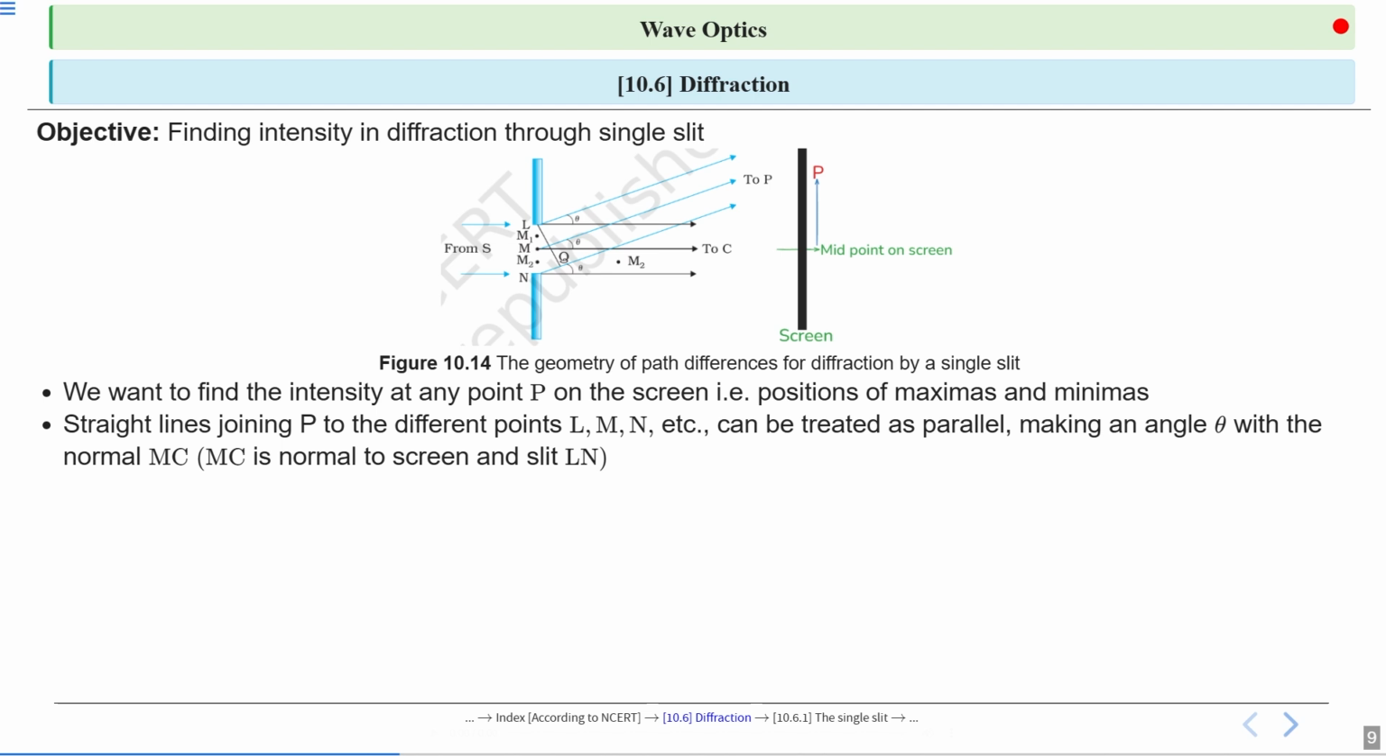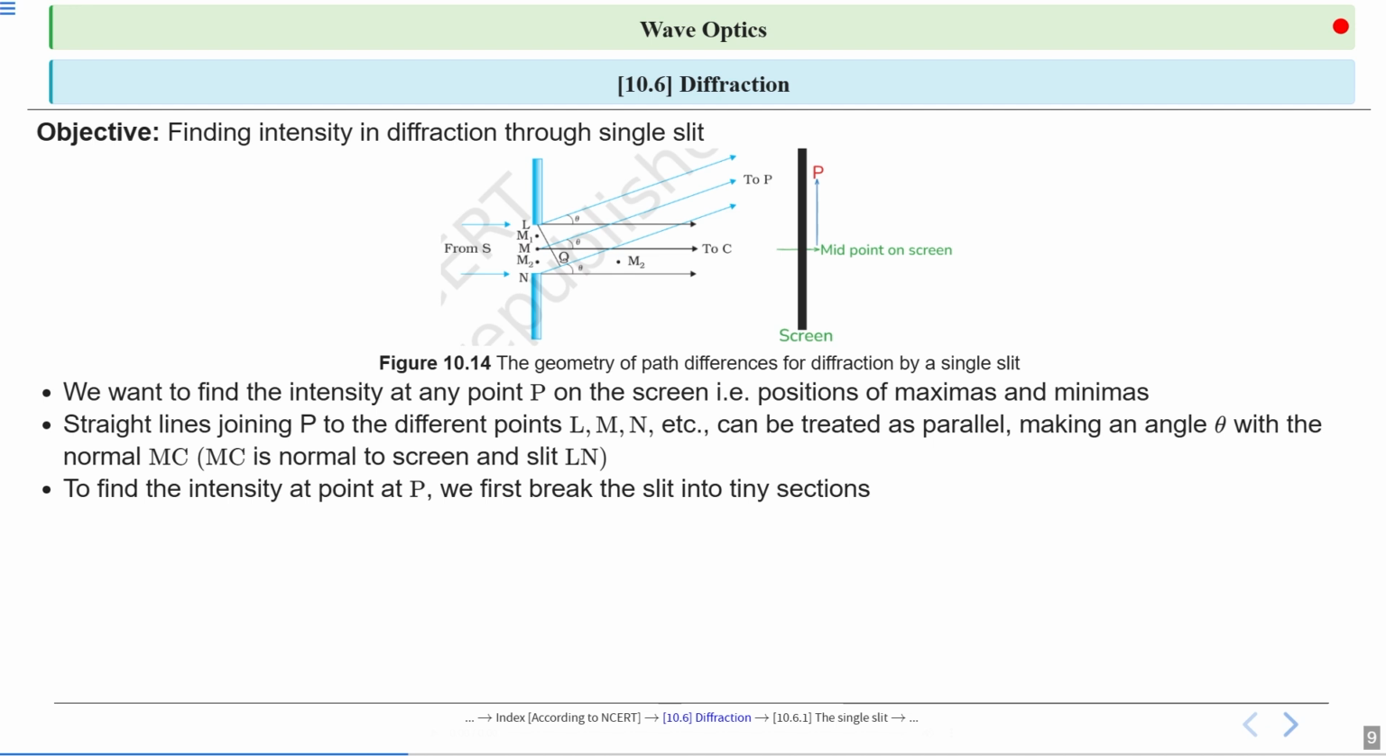Next, observe how the lines joining point P to various points like L, M and N can be treated as parallel. These lines make an angle theta with the normal to the screen, which is MC. You can see all these lines are making angle theta with the normal to the screen, that is MC. So MC is normal to the screen and slit LN.